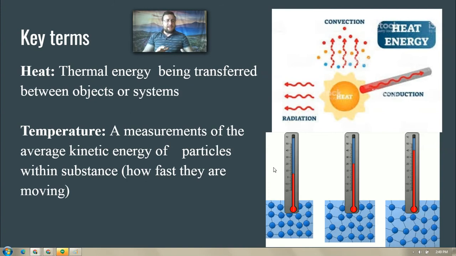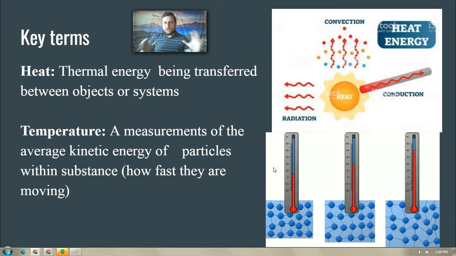Now, heat isn't the same thing as temperature, but it does affect temperature because when you absorb heat, the particles will tend to move more. And as they move more, they will actually connect to each other less as well and start becoming more chaotic. The measurement of the amount of kinetic energy that the particles have, or how fast they're moving, is what we call temperature.